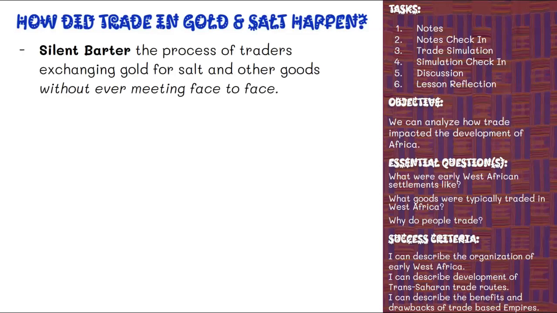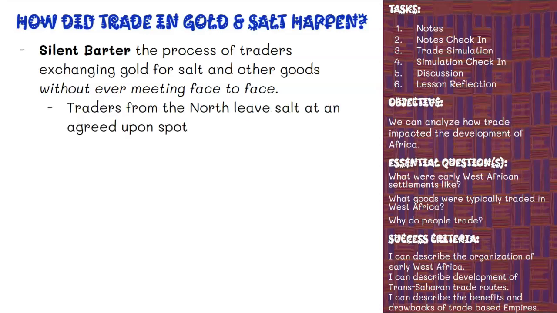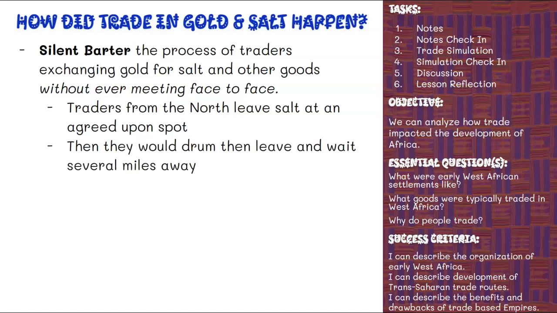So one way that they're going to exchange is through silent barter. This is going to be a little different than what you've normally seen with trade, because the two parties exchanging goods are never going to meet face to face. It starts with the traders from the north leaving salt at an agreed upon spot, probably by a river or a stream or something like that. Then they're going to bang a drum and leave a couple of miles away and wait there.